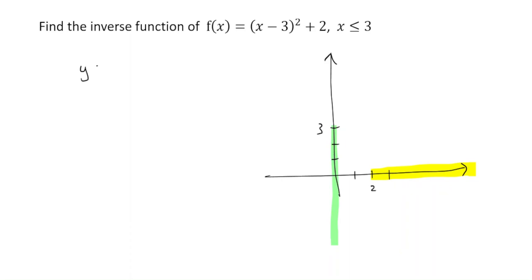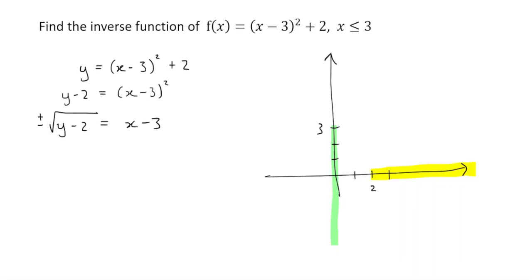So y is equal to (x minus 3) squared plus 2. We rearrange this, we're going to get y minus 2 is equal to (x minus 3) squared. We're going to square root both sides, but when we square root, we've got to bear in mind that we've got a positive and a negative value. So this becomes either plus or minus the square root of y minus 2, okay? I'm going to explain why that is in a second.